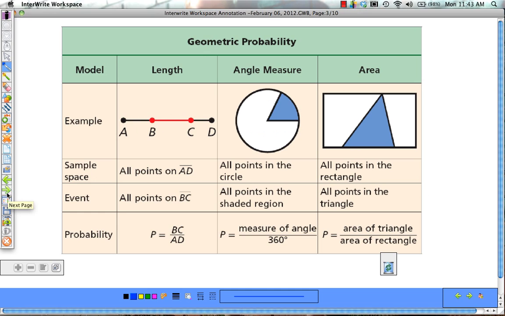Let's look at this chart for a minute. This is in your book, so you do not need to copy it down. But this is what it would look like if you're talking about length or points on a segment. This could be about angle measures, remembering there's 360 degrees in a circle. Or maybe you want to find the probability of getting a point in the triangle. So you have the triangle out of the whole rectangle. So let's look at some examples.